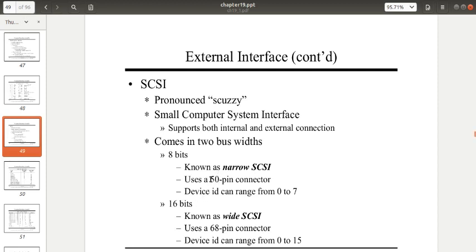But the actual connector has 50 pins. Out of the 50 pins, only 8 are used for data transfer, right? So the other pins are used for establishing the communication, things like that. So much other data is being transferred. The wide SCSI actually has a 16-bit word length, and it has a 68-pin connector.